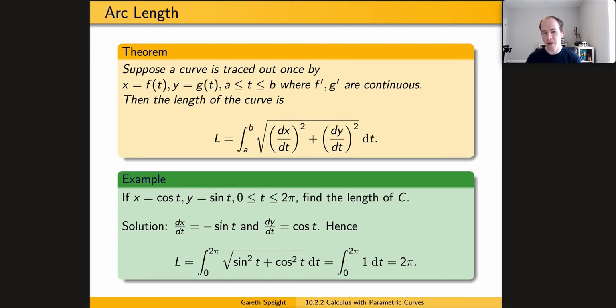And this makes complete sense, right? Because we said that x equals cosine t, y equals sine t. It's the parametric equation for a circle with center the origin and radius 1. So it stands to reason the length should be the circumference, which is equal to 2 pi.